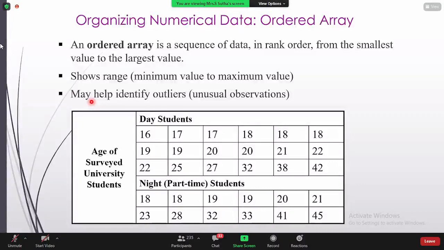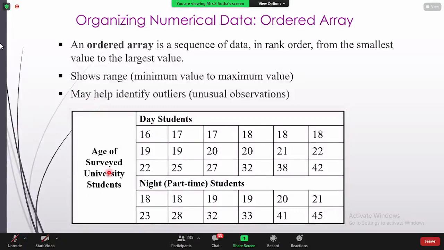Even 100 observations or 50 observations are also very difficult to put in order, right? Only with 10 or 15 observations can we easily use the ordered array to summarize the data, right?